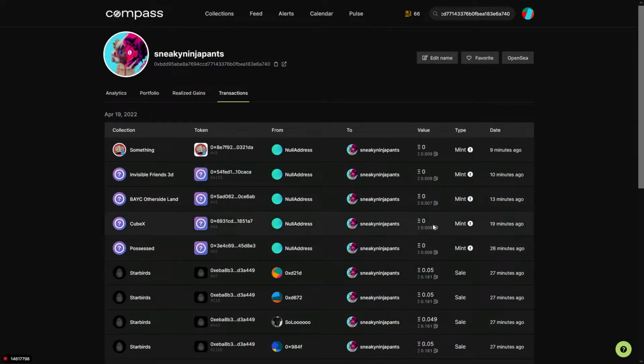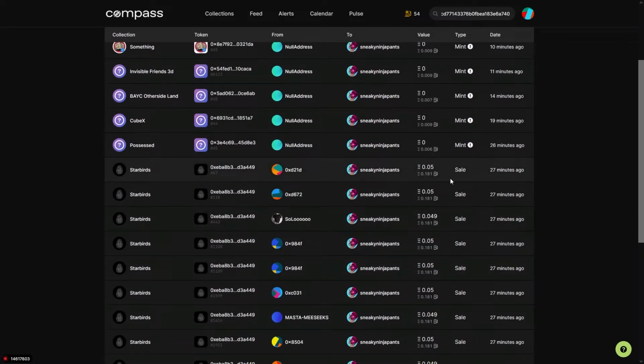So in the case of these transactions here, these are all false mints from a scam collection to Sneaky Ninja Pants wallet. The reason they would do something like that is because it could potentially get someone to mint a scam collection. On Compass, you can determine that this was not minted by the wallet that it was sent to based on this exclamation point. If you hover over it, it will explain that the transaction was not initiated by the wallet owner.